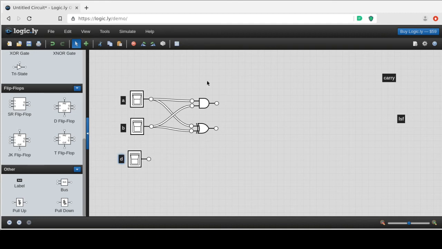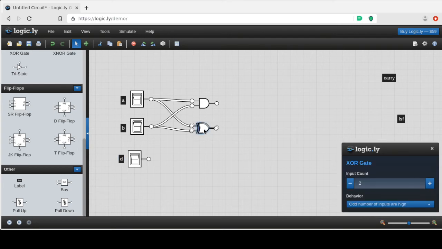The first thing I did is add A and B together, and that's this part here. That's the 2-bit adder where I add A and B. Remember the exclusive OR here, that's your least significant figure. And you say, well, now how do I add in D?